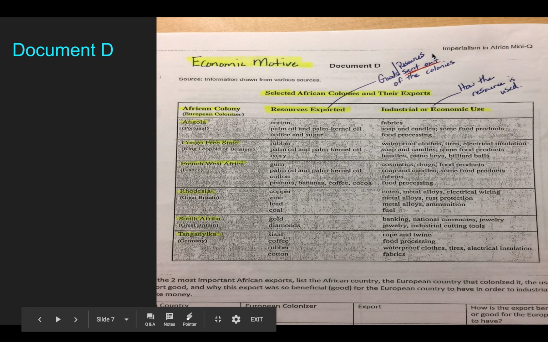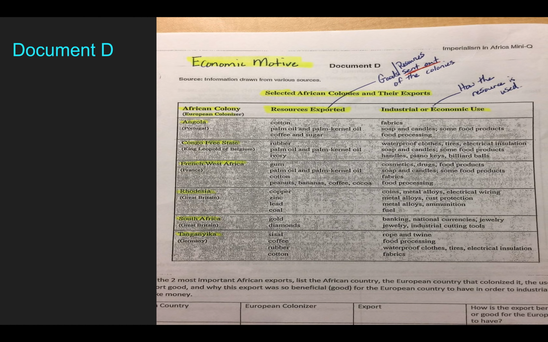Okay, everyone, welcome back. Moving on to document D. Just like document C, document D is another chart. This video lecture is going to be very, very short because this document is very straightforward. So once again, please pay attention to the highlights, the annotations, and listen to all the additional comments or notes that I make about document D.